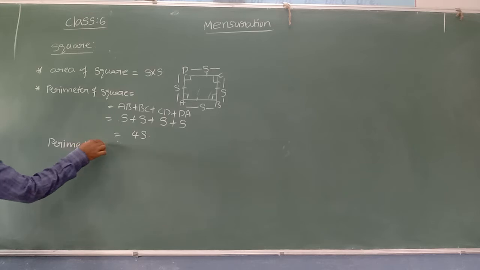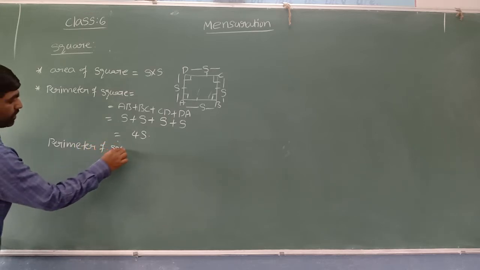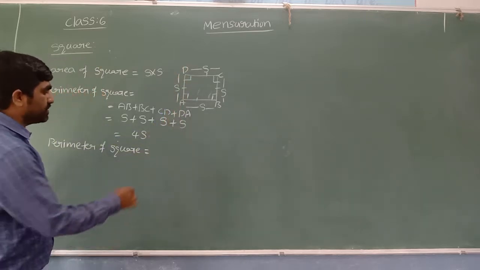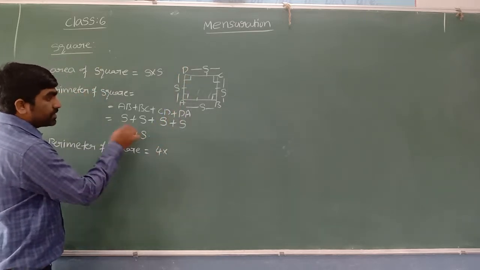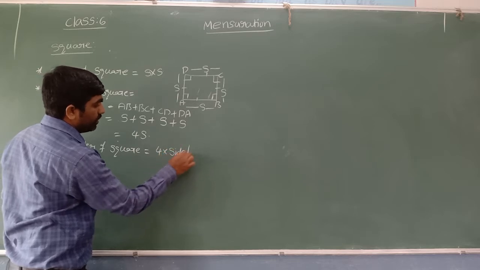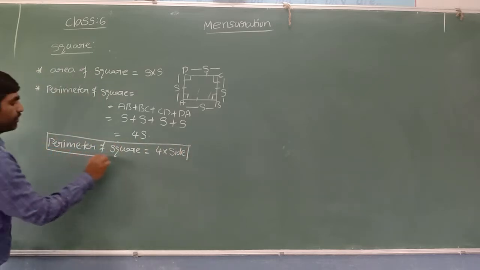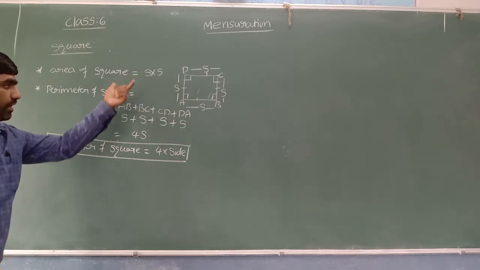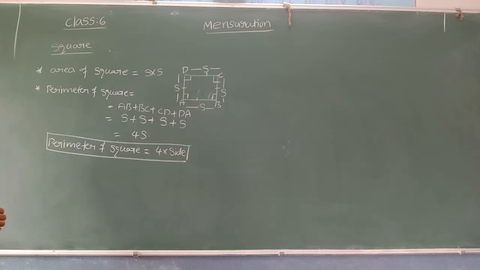Sir, we have the formula: perimeter of a square, I mean the total length of the boundary of a square, is equal to 4 into S. What is meant by S? Length of the side. We can write 4 into side. By using these formulae we can find the area of a square and also the perimeter of a square. We'll see one example based on this.